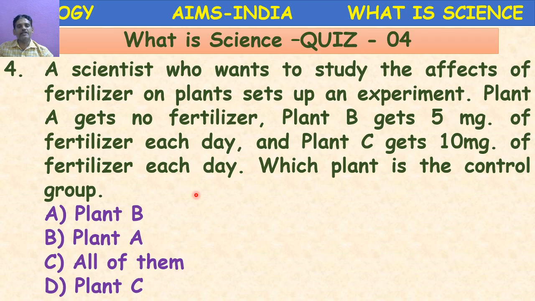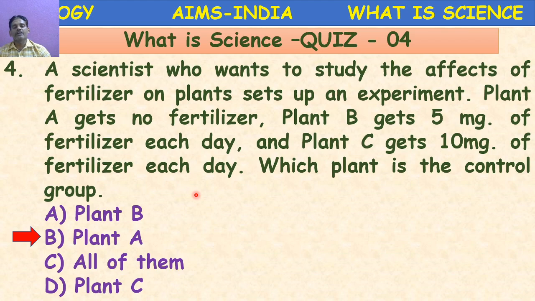Yes, here the independent variable you have to select. I am giving a clue. Yes, here the answer is plant A. Because for plant B and plant C, the farmer provided fertilizer and he observed the growth. But for plant A, no fertilizer is given. So it is stunted growth.